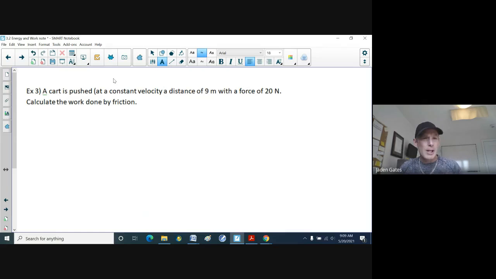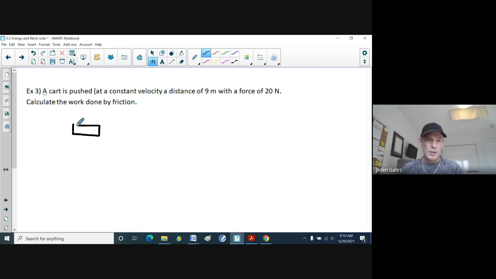This one anyways. A cart is pushed at a constant velocity, a distance of 9 meters with a force of 20 newtons. Calculate the work done by friction. So again, this is tying into what we did last unit. So we got some object, a cart. Again, I just draw a box. All right, now it says that the force applied is 20 newtons. But the other thing is that we're looking for the work done by friction.